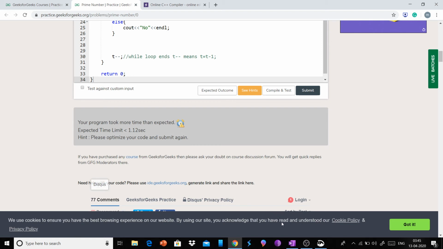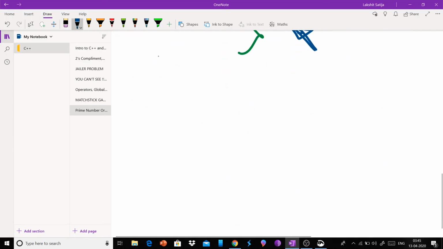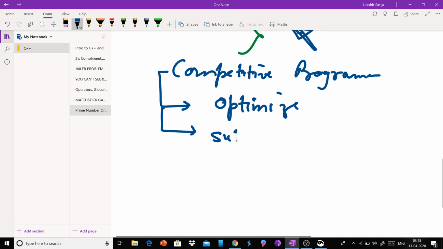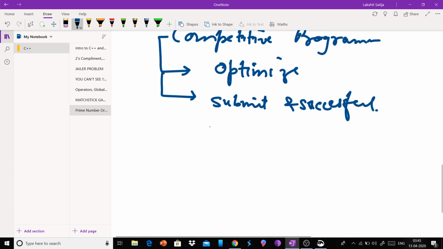So this is why competitive programming is required, right? This is one of the main important reasons why competitive programming is required. You can think and optimize the solution in a better way, right? Then you can submit and get successful submissions, right? Life will become much better, right?